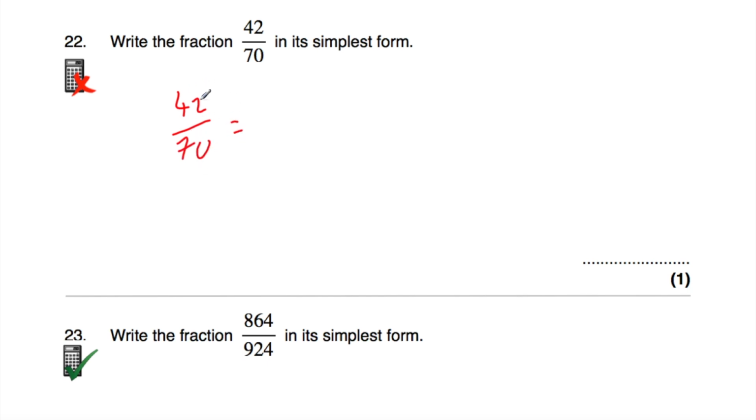They're both divisible by 2. So 42 divided by 2 is 21, and 70 divided by 2, half of that would be 35. We've now got 21 over 35.